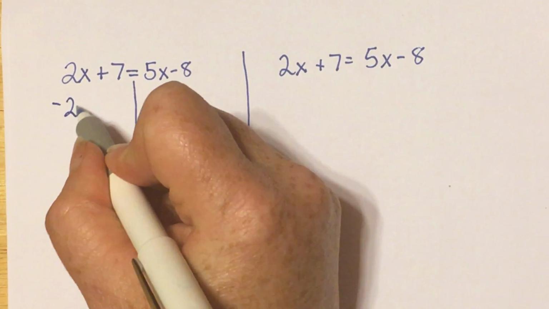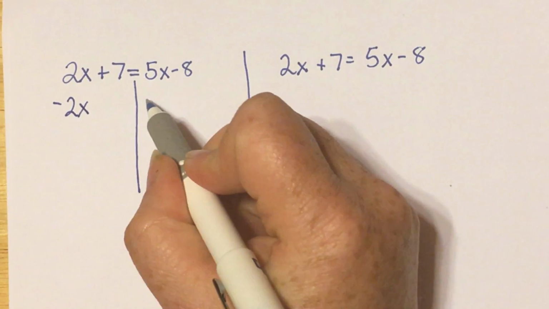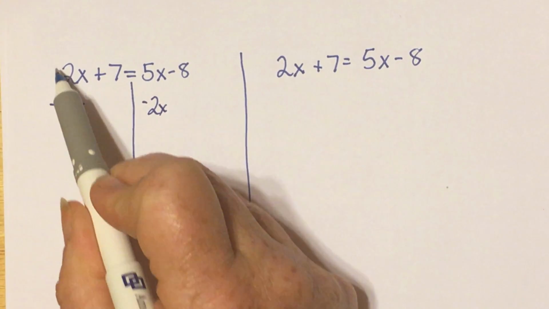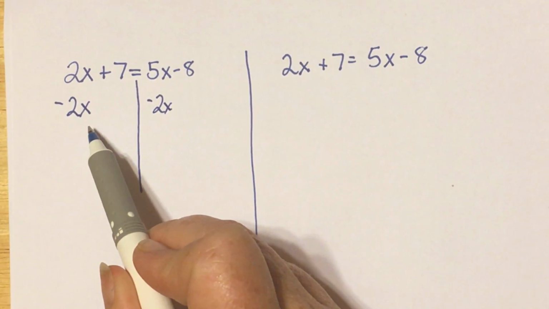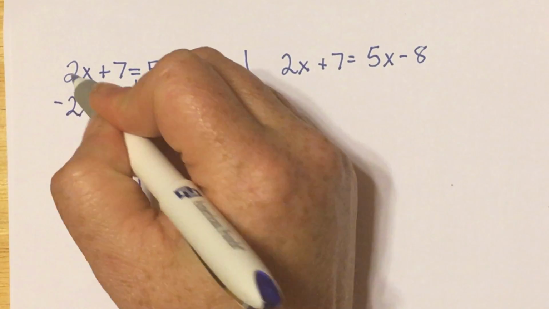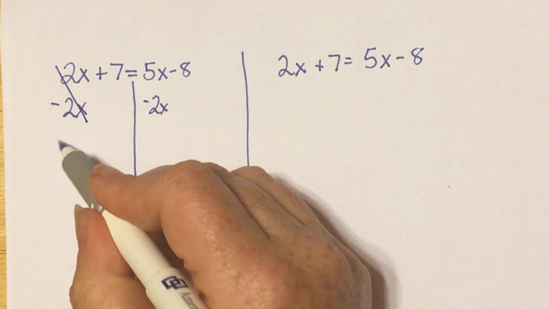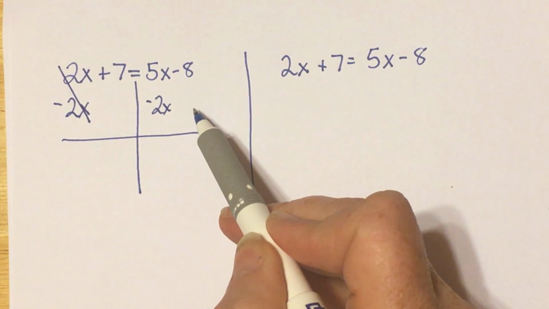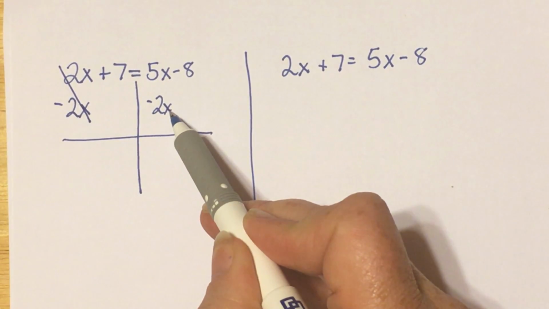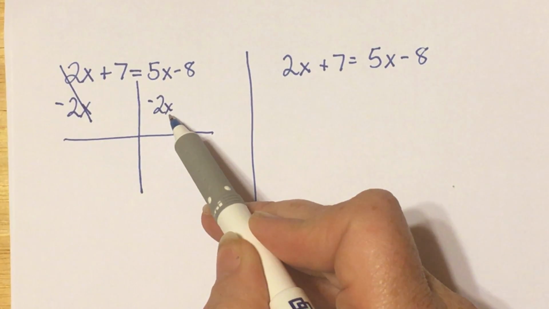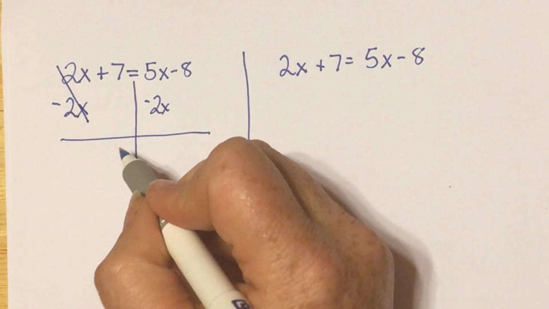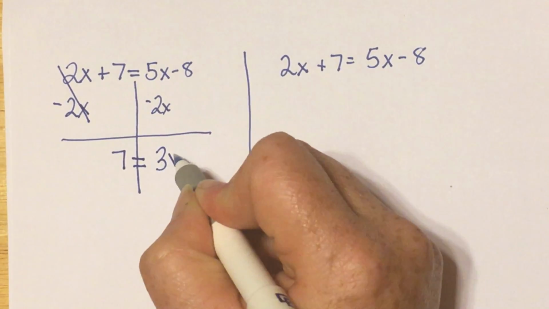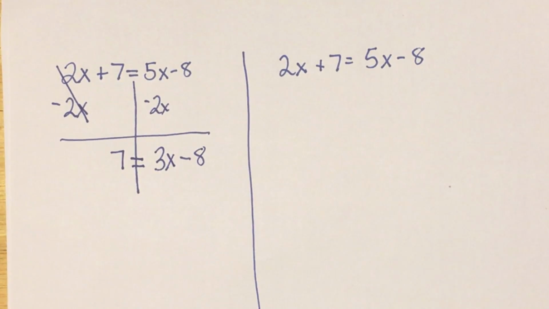You just want to make sure that you get the variables together. And remember, if I'm trying to zero it out, I'm trying to get 0 x's on this side, I'm going to have to subtract it. That's how I get 0. So notice I only put it under the other x. I didn't put it under the 8. Because x's can only add and subtract with other x's. They're called like terms. Here I get 7 equals 3x, and I bring down the minus 8.